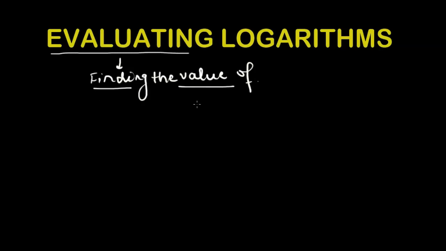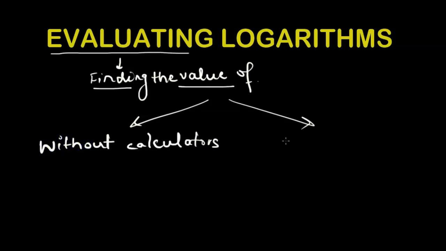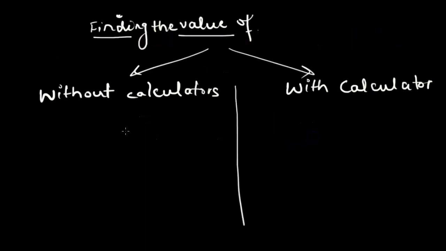The evaluating procedure is basically of two types. One is where we can use calculators and one is where we cannot use calculators. So one way of evaluating is without calculators and another way is using the calculator. With or without calculator, there are two ways to do it. Let's take up the without calculator way.